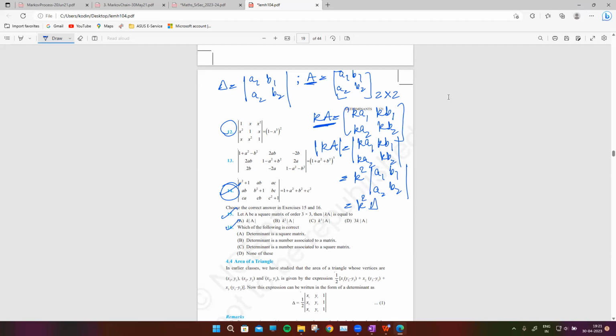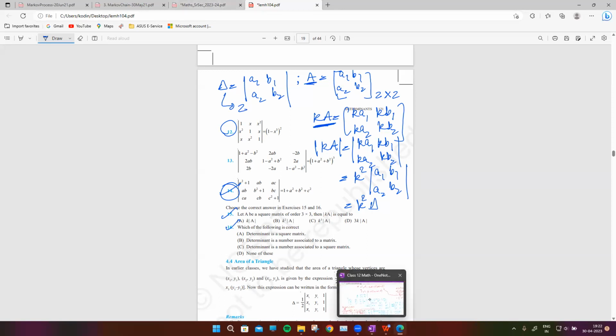So the number of rows or the number of columns, which will be the same in a square matrix, will decide how many K will be outside. And the number of rows is basically the order of the determinant. So if it was a determinant of order 2, and we multiply its original matrix by K, then the final answer was K square delta, right?